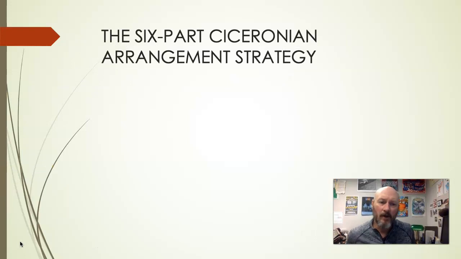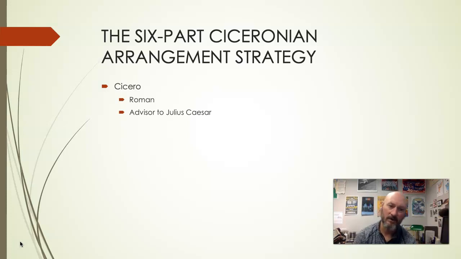So a little overview of the 6-part arrangement strategy. First, it's called the Ciceronian strategy because it was developed and first introduced by a Roman orator named Cicero. He was an advisor to Julius Caesar. When we think about and talk about arrangement, we usually start with the Ciceronian arrangement strategy. The 5-paragraph essay is based on that. But what it's done is it's compressed these 6 parts into paragraphs, and I don't think that's necessarily helpful.